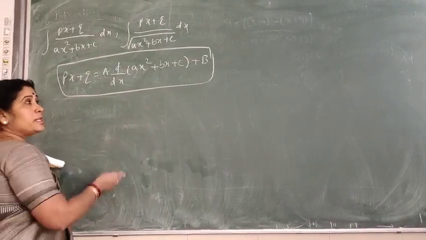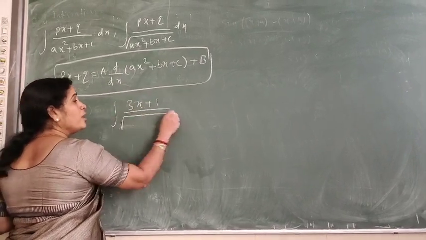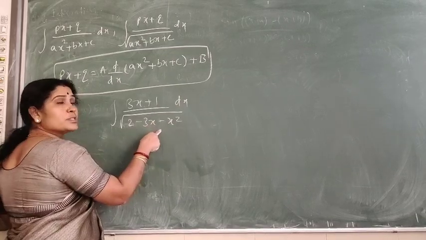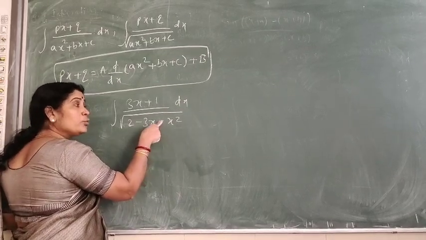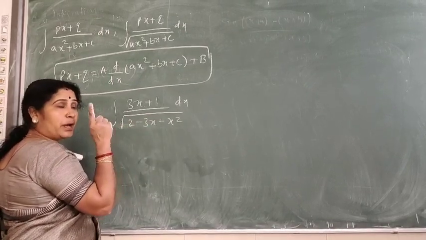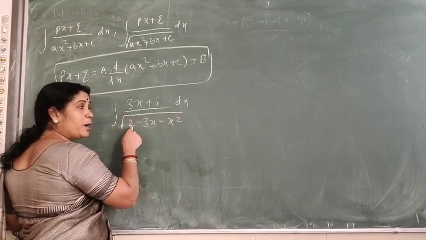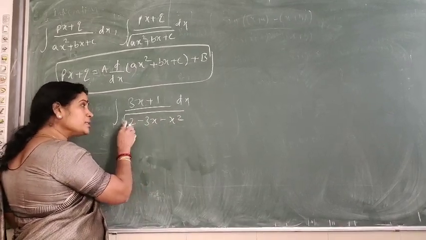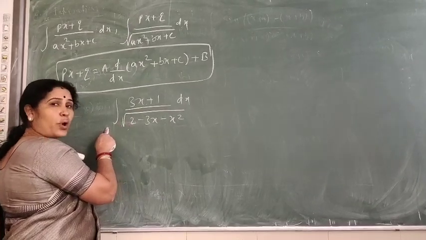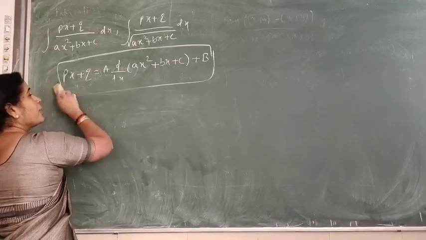But mind it, at the same time, suppose the question comes 3x plus 1 upon under root of 2 minus 3x minus x square. Whenever you do this part, a minus is here, you cannot take this minus out of the under root. If you take it, that becomes iota. So whenever you do simplification, means you are completing the square, keep that minus outside of the algebraic expression only, not out of the square. That's to be minded. So you have to do at least one question to practice here.